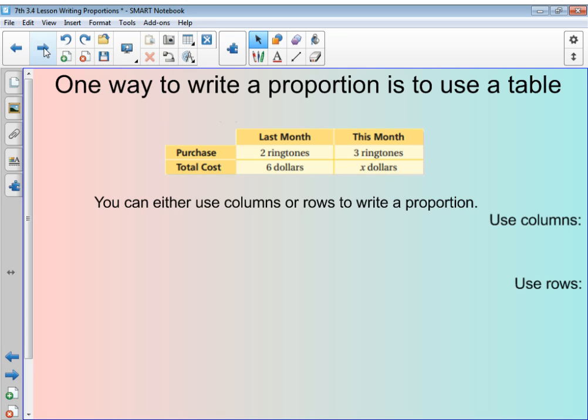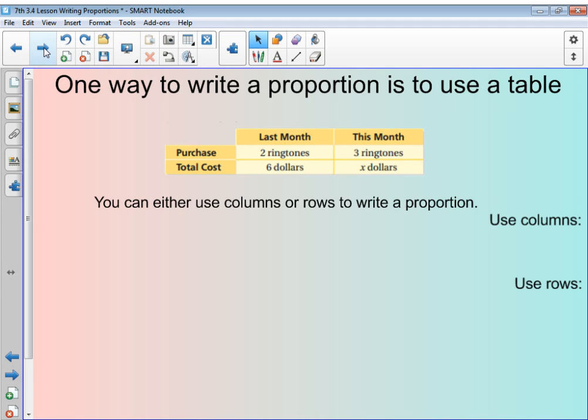And to start out with, we'll go ahead and work with a table. We're not always going to use a table, but that's kind of what we'll begin with. You can either use the columns of our table to write proportions, or you can set it up using the rows. So here, looking at our table, it says last month we purchased 2 ringtones and our total cost was $6. And then this month we bought 3 ringtones, and how much money is that going to cost us?